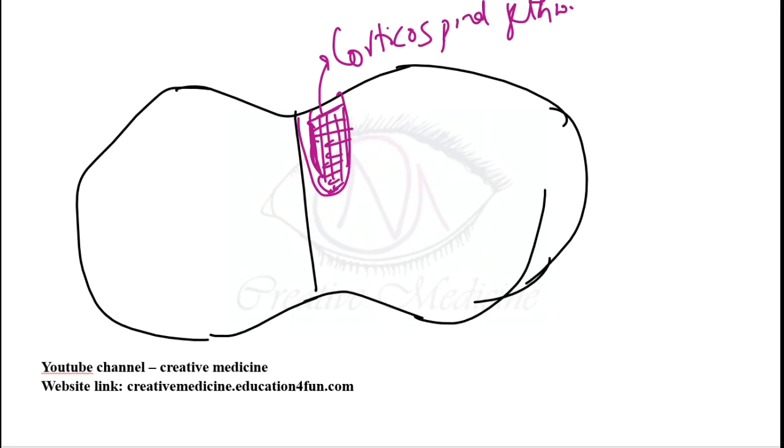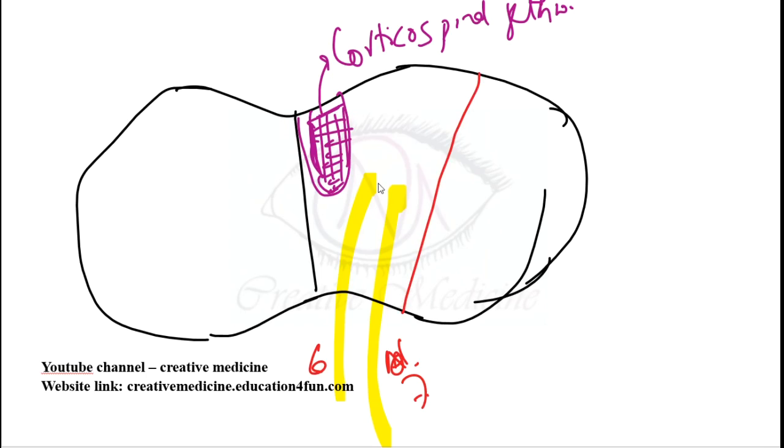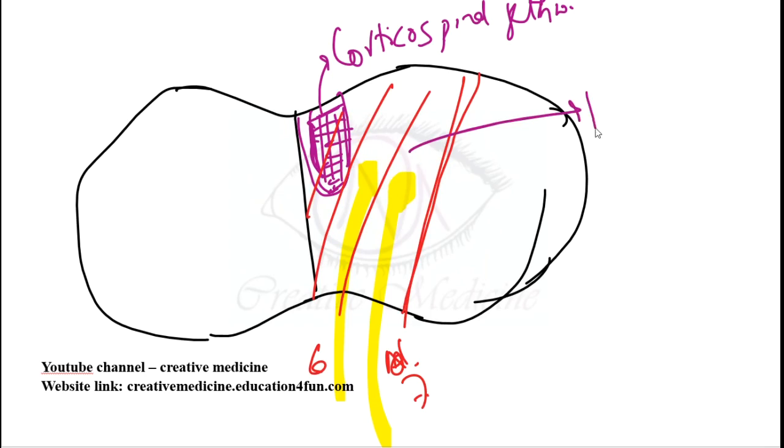Two nerves, yeah. One is the sixth nerve and the other is the seventh nerve. So we have the sixth nerve nucleus here, and this is the seventh nerve. So whenever there is a lesion here, think that there is a lesion involving the medial part of the pons. This lesion in the medial part of the pons is called Millard-Gubler lesion.